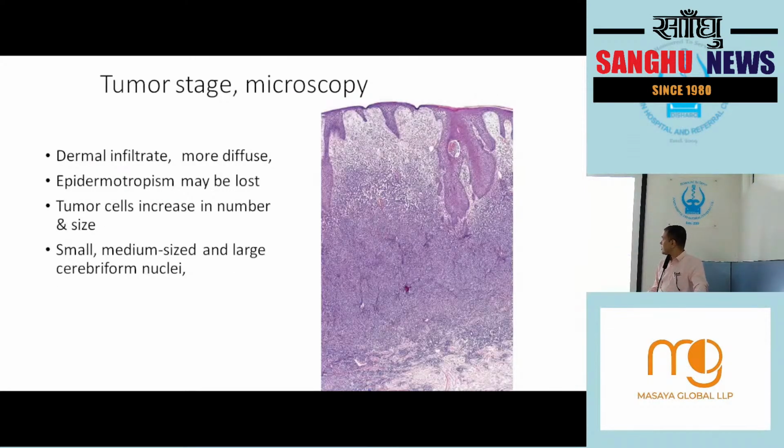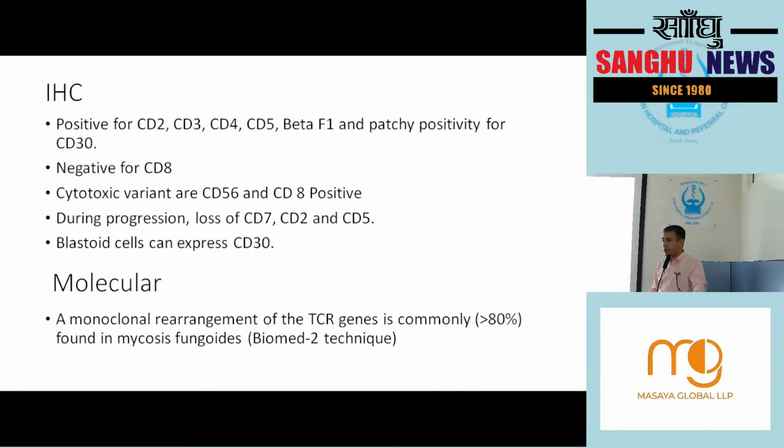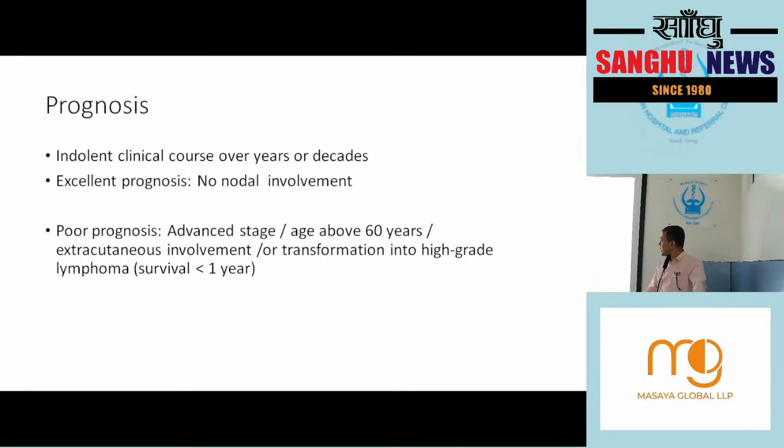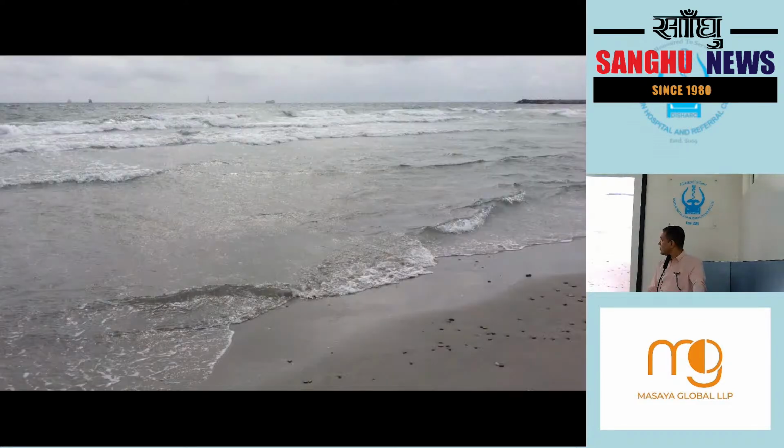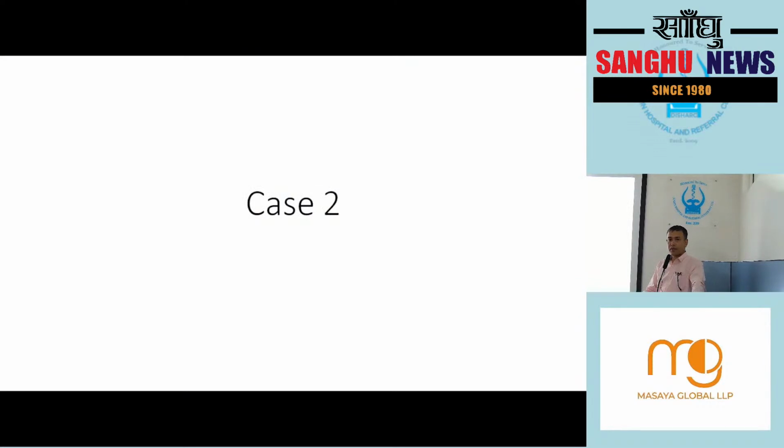Plaque stage, tumor stage where epidermis may be lost, and some markers CD2, 3, 4 positive, 8 negative usually, but cytotoxic variant may be CD8 positive and 4 negative. Okay, and in molecular usually you see a monoclonality. It's a good prognosis. That's all about case 1.